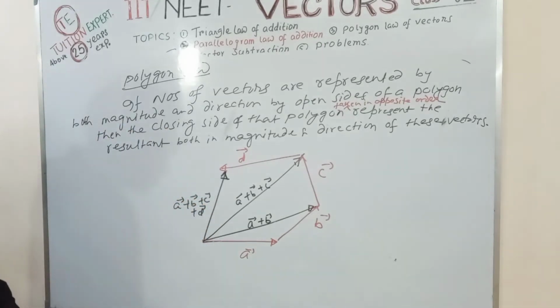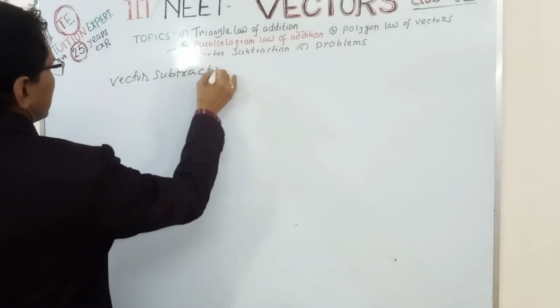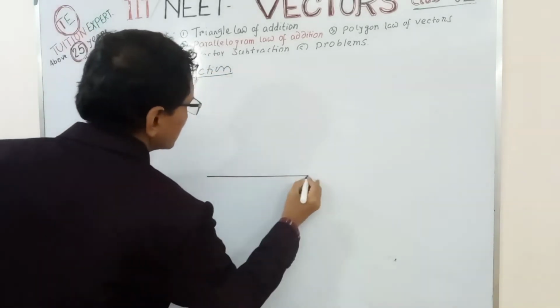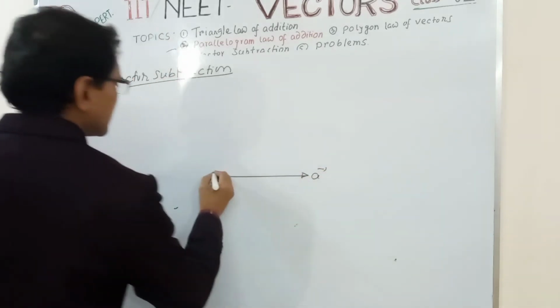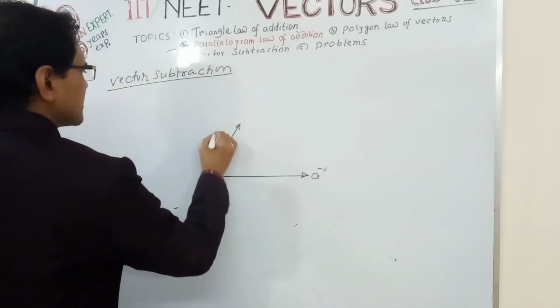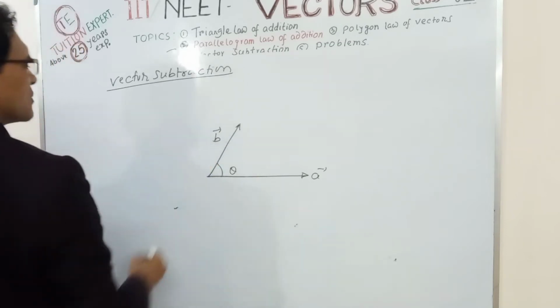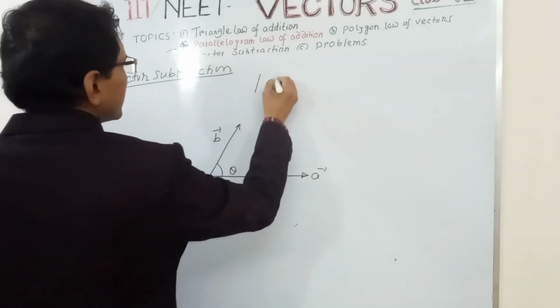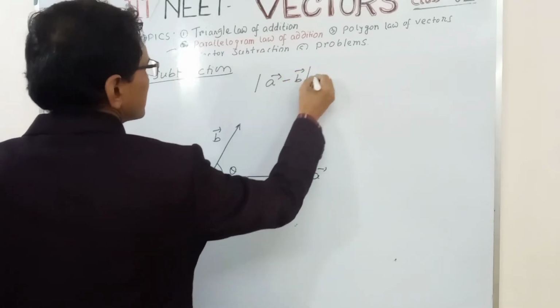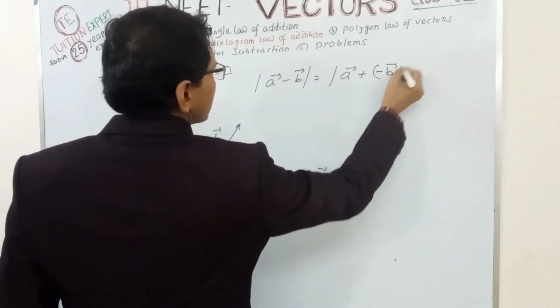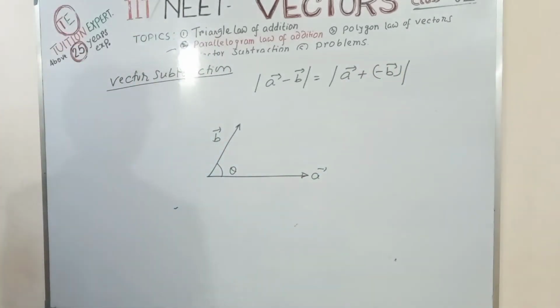This is the polygon rule. Vector subtraction. Suppose this is A and this is B. The angle between A and B is theta. We want to calculate A minus B, so we can write it this way.